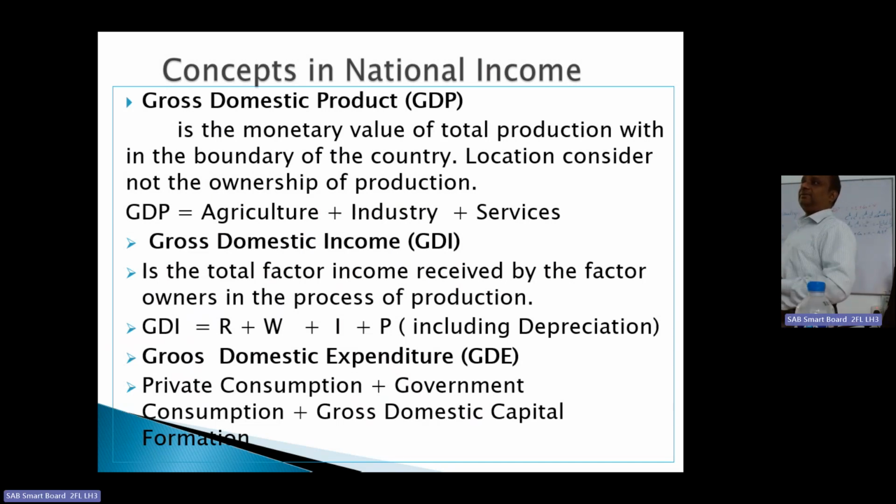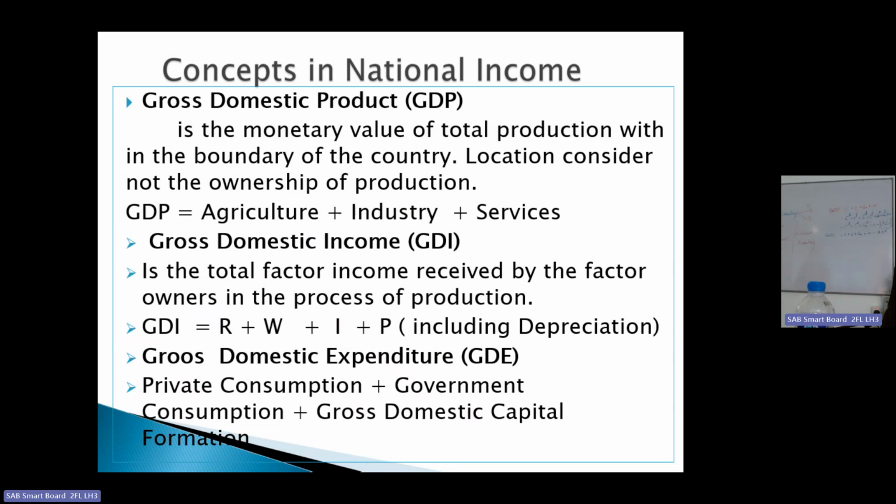Foreign investment, FDI. If they establish branches, outlets, companies under the BOI, all these things we take into account in GDP. Here we consider only the location, regardless of nationality. We can calculate it by looking at the contribution from the agriculture sector, industrial sector, and service sector. So GDP means contribution from agriculture, industry, and services.